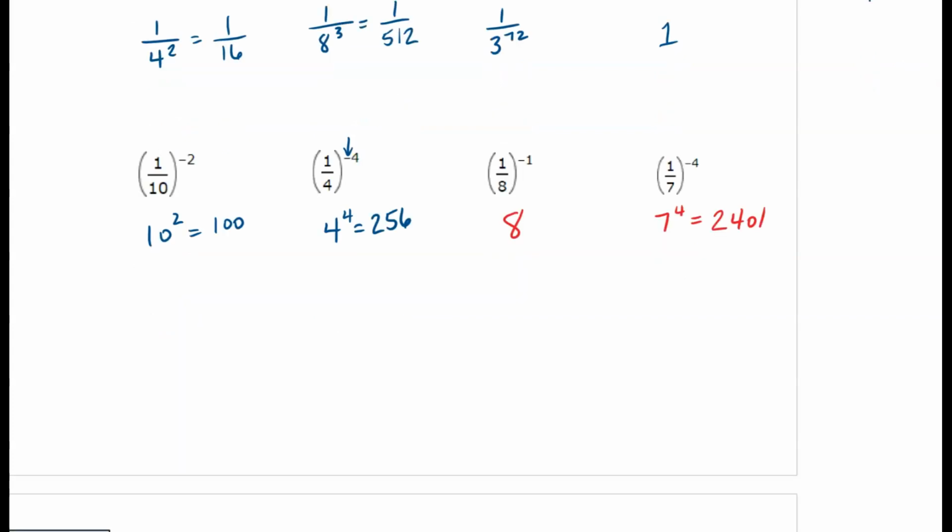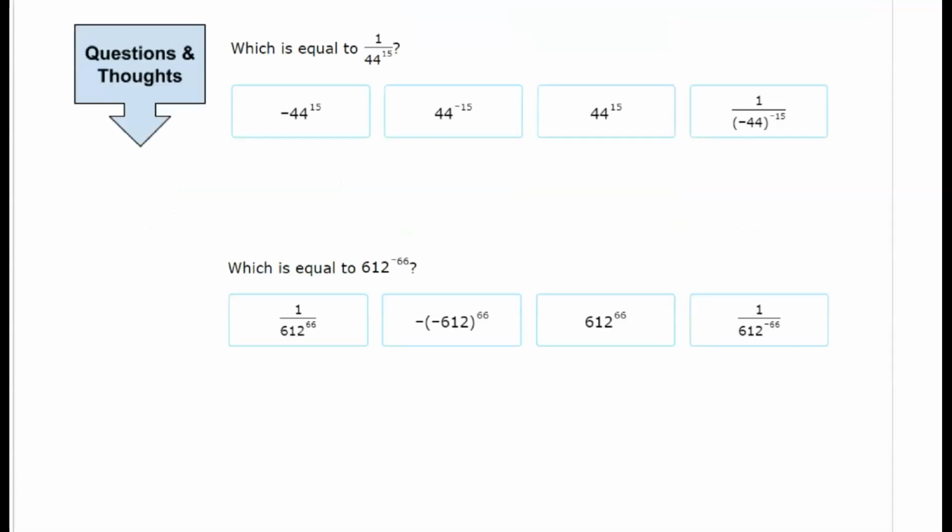Pause the video and try the next 2 examples and make sure you get them right. Are these the answers that you got? If you got something different and you can't find your mistake, then go ahead and ask a question now before you go any further. Go ahead and try these next 2 examples and then come back and check your answers.